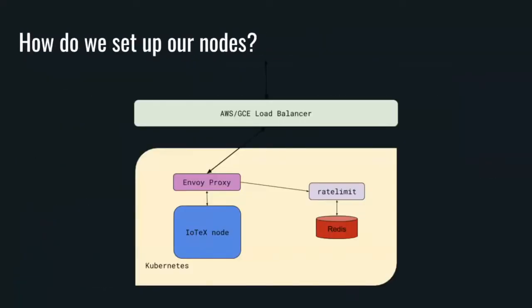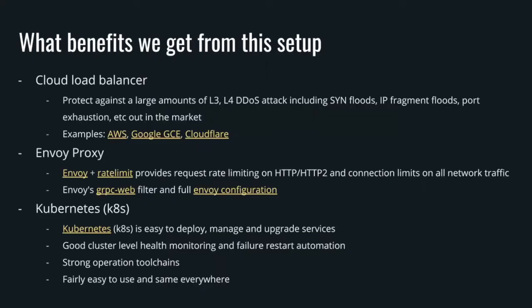So let's go back to this. The reason why we want to have a commercial load balancer in front of us is to protect against a lot of lower level DDoS attacks, like TCP SYN flood and a lot of other level 3 or level 4 DDoS attacks. Google or AWS, their load balancers already handle that.